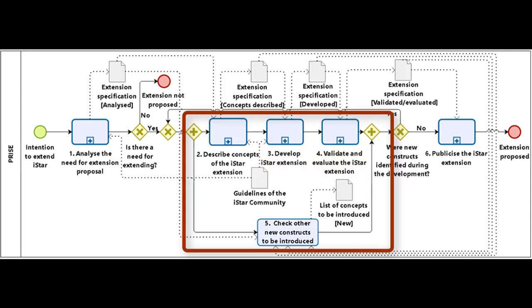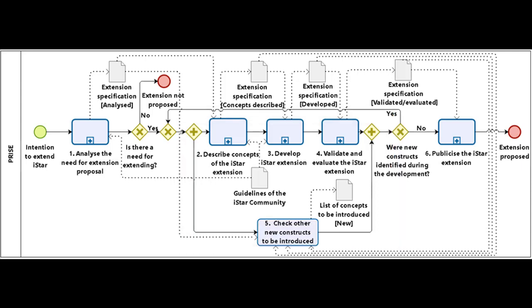At the same time, it is checked if other new constructs are identified. At the end of this step, the flow joins. When new constructs are identified, these 3 sub-processes are executed again for these new constructs. And when there are no constructs identified, the I-star extension is publicized and the development is finalized. The document of the extension specification, which has the extension detailing, is involved throughout the process. Note also that the extension development is based on a set of guidelines.